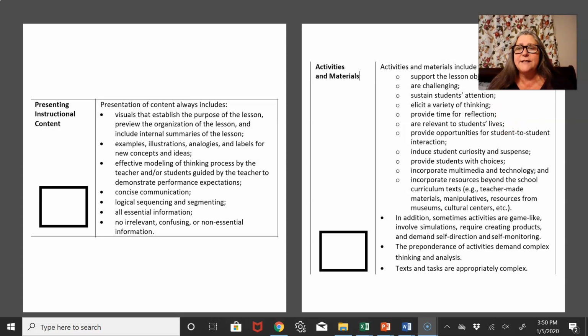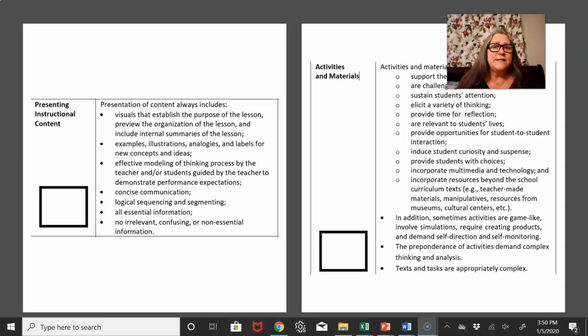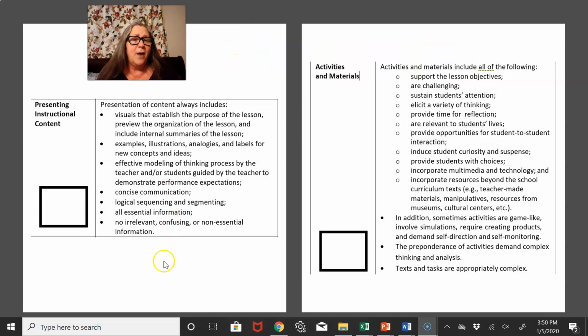We have some guidance and help from Tennessee's model for evaluations, and it tells us that in presenting instructional content, you want visuals, examples, analogies, labels for new concepts and ideas, effective modeling, good communication, again, logically sequenced and segmented. The information needs to be there. And you also don't want to include things that are non essential or irrelevant.